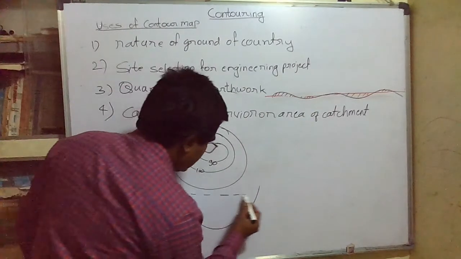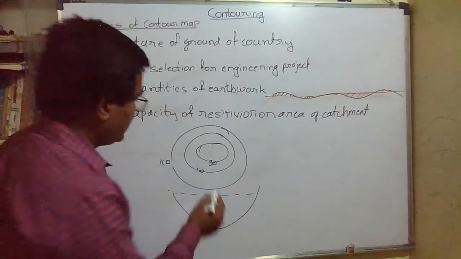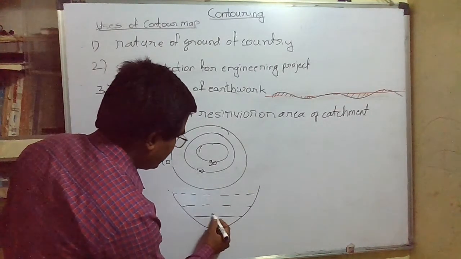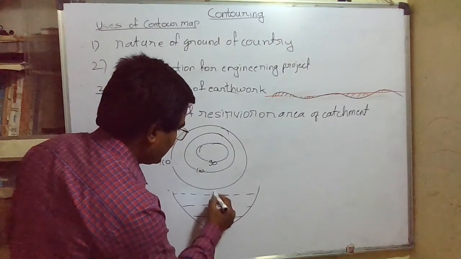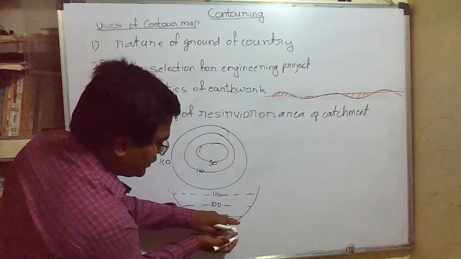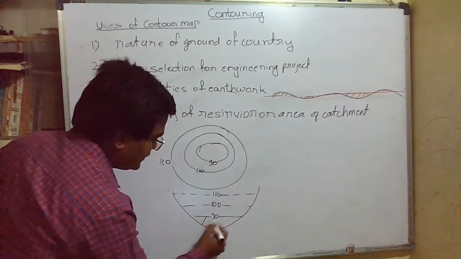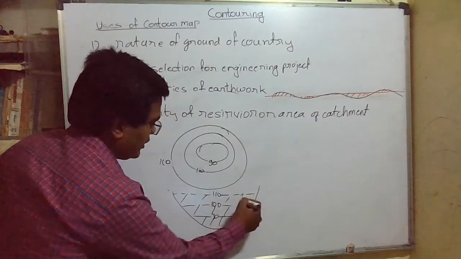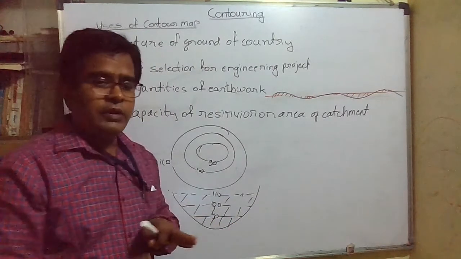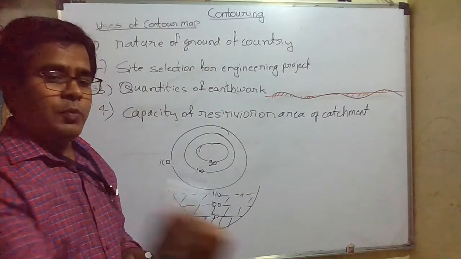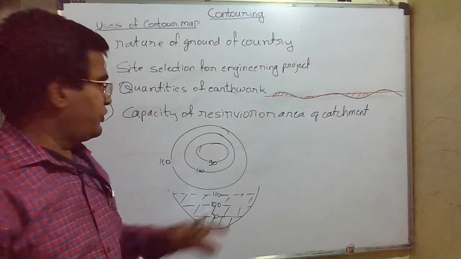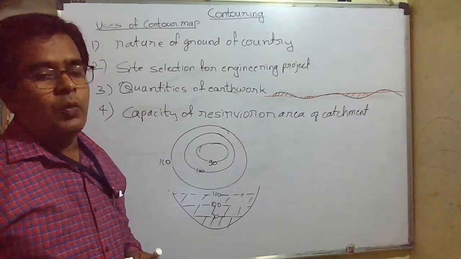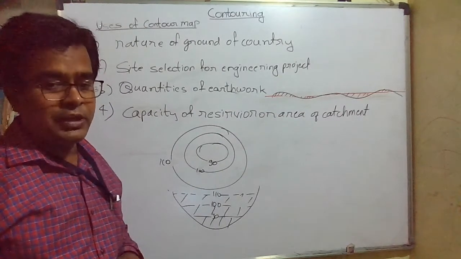We can see how much area is coming in between these two lines. Suppose this is the line of 90, 100 and 110. We can calculate the volume of this area, again the volume of this area, and again this area. In between two contour lines we can calculate the volume that can be enclosed between two consecutive contour lines, and we can add them up and find out the volume of the reservoir. Also the catchment area of the reservoir.